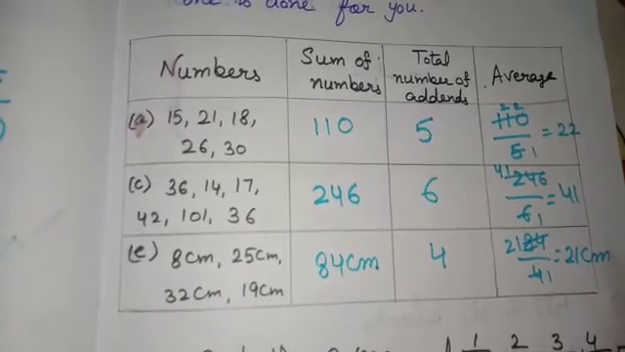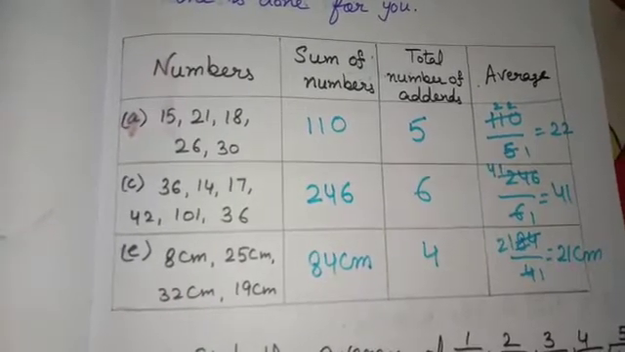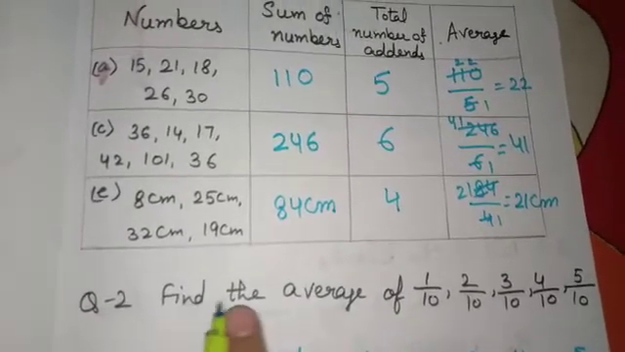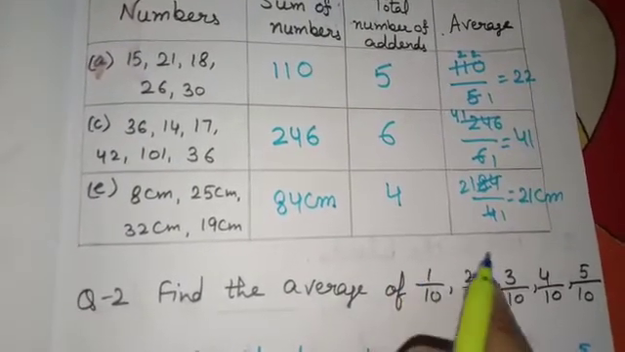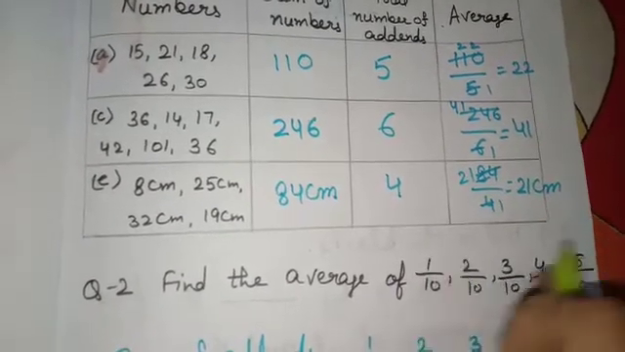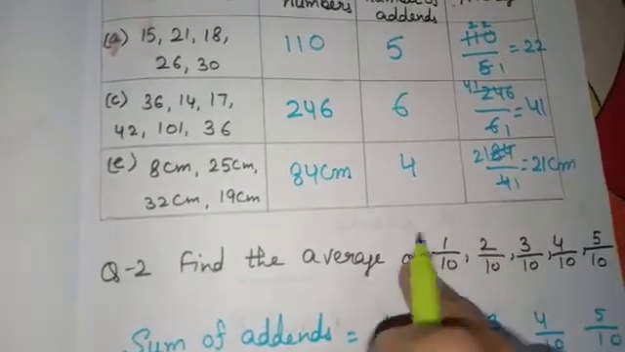Okay, the remaining parts of this question you will do on your own. Come to question number 2. Here the question is, find the average of 1 by 10, 2 by 10, 3 by 10, 4 by 10, 5 by 10. Five fractions are given. We need to find the average.